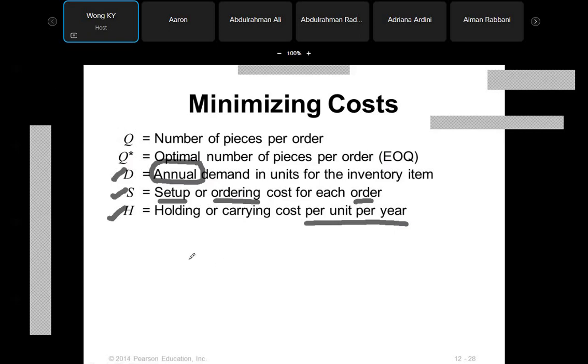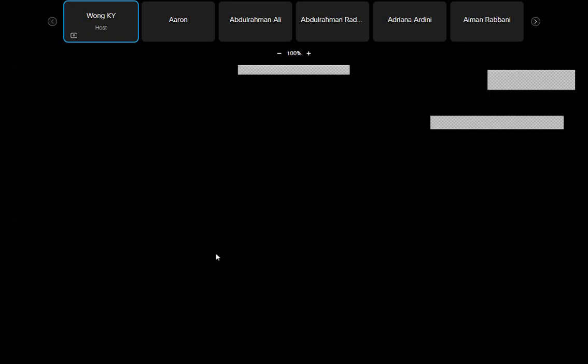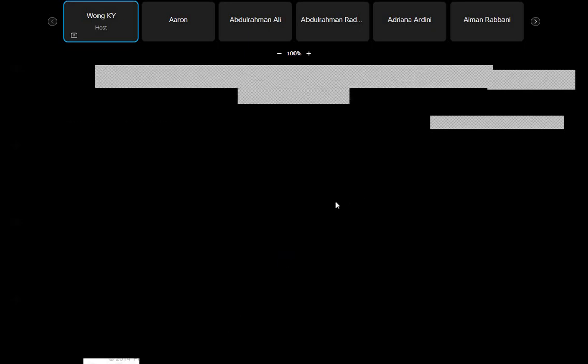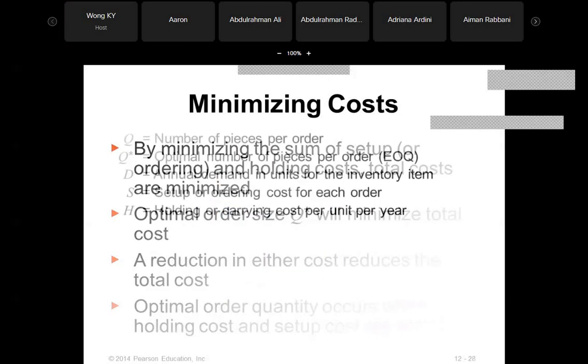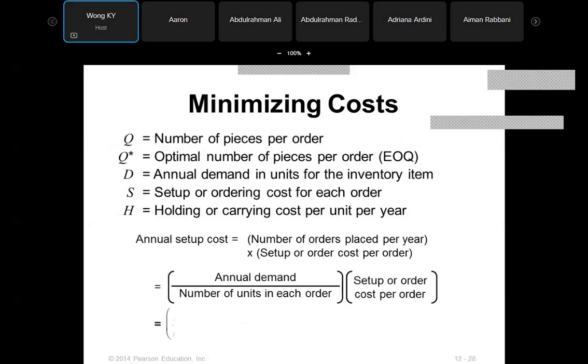Okay, if you understand all this, then let's look at how we can calculate costs. Let's talk about setup cost first, not holding cost. Let's look at how we can calculate setup cost. So annual setup cost is equal to the number of orders that we place every year times the setup cost per order. Simple formula, right? Makes sense, right? Annual setup cost is the number of orders that we have to place every year times the setup cost per order.